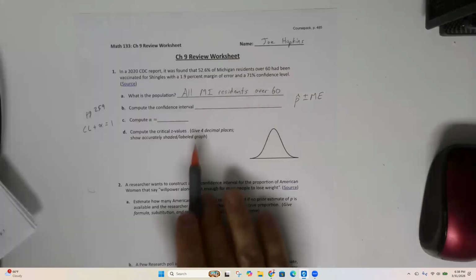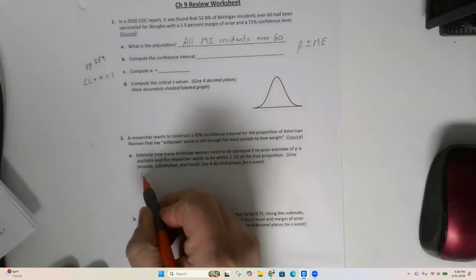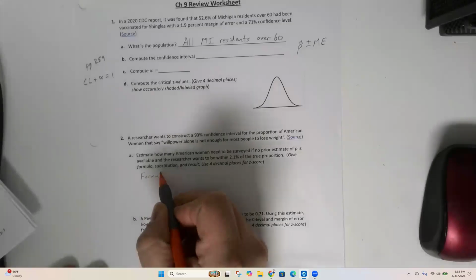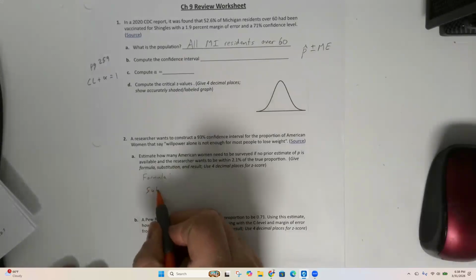All right, so next one. Number two, a researcher wants to construct a 93% confidence interval for the proportion of American women that say willpower alone is not enough for most people to lose weight. Estimate how many American women need to be surveyed if no prior estimate is available and the researcher wants to be within 2.1% of the true proportion. So we need to give the formula. We need to do substitution.